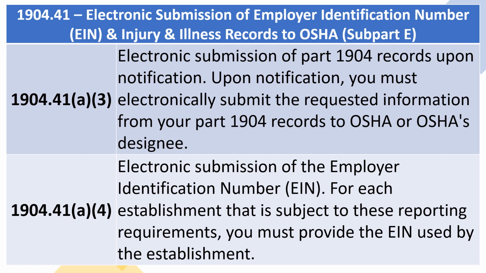1904.41(a)(3): Electronic submission of Part 1904 records upon notification. Upon notification, you must electronically submit the requested information from your Part 1904 records to OSHA or OSHA's designee.